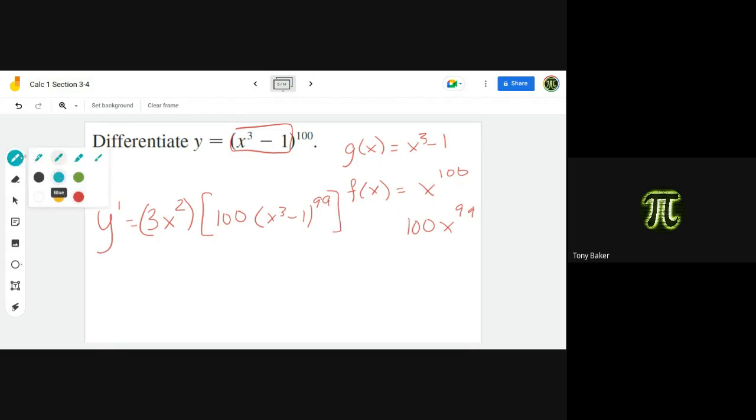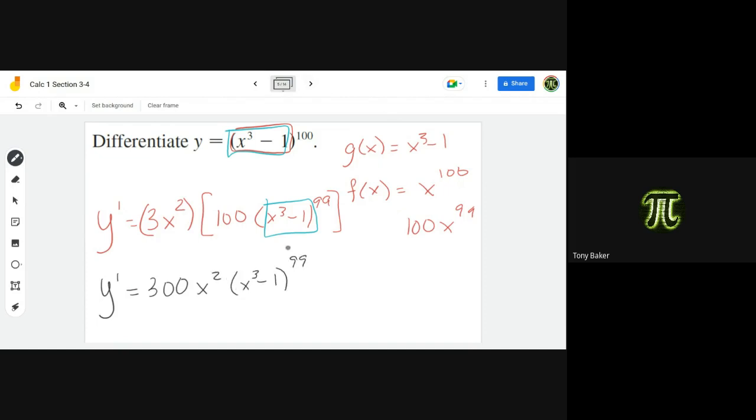So this part stays, because that's that piece there. Well, yeah, we're going to clean it up to get the final answer. The final answer would be 300 x squared times (x to the third minus 1) to the 99th power, because 3 times 100 is 300 x squared, and then that piece is the odd part.